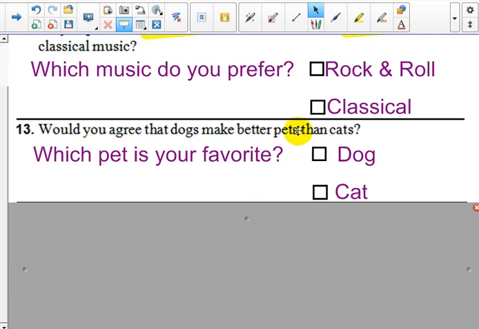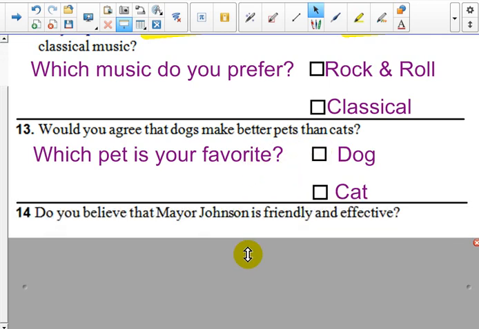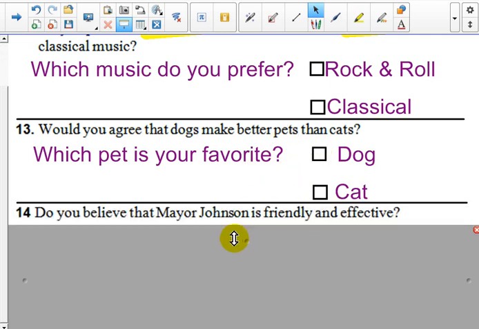Okay, and 14 I want you to do on your own, okay? And I'll look over that one when you turn them in. It says, do you believe that Mayor Johnson is friendly and effective? So what can we say, what is the bias in this? Two issues, yes. They're asking, is he friendly and is he effective? So rewrite that question, and then we're done with the assignment. Yay! Don't you wish they were all like that?